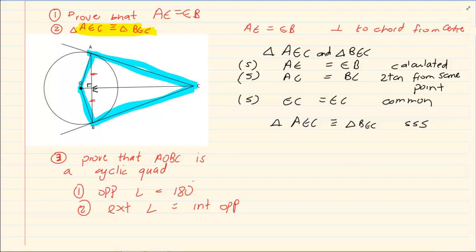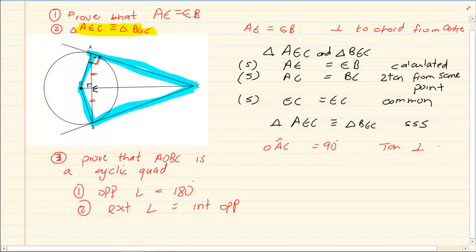Now how are we going to apply this? If you look, they told us that AC is a tangent. We know that O is a center. So what can you tell me about OAC? Angle OAC is equal to 90 degrees. Tangent perpendicular to radius. And you can tell me the exact same thing about OBC. That it's equal to 90 degrees because it's tangent perpendicular to radius.